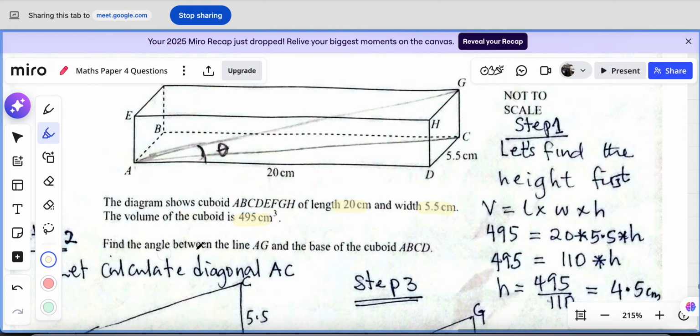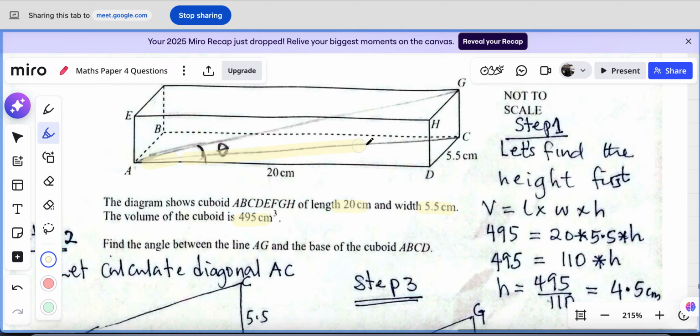Then we find the angle between line AG, this long line from the bottom here to the top other corner of the cuboid. It is a very long way. We should find the angle between the line AG, which we've drawn, and the base of the cuboid ABCD. So the first thing we do is to find the diagonal for the base ABCD.